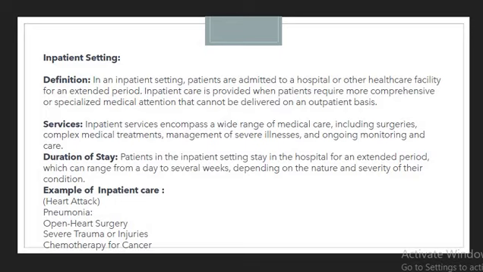Let's say if someone is suffering from a heart attack, you can't say to him, take this medicine and come again, right? Because that needs a higher level of attention, because that disease is at a higher level.